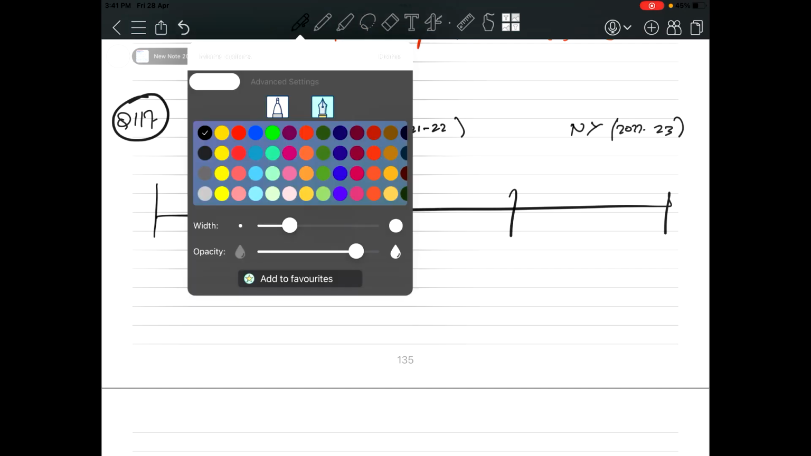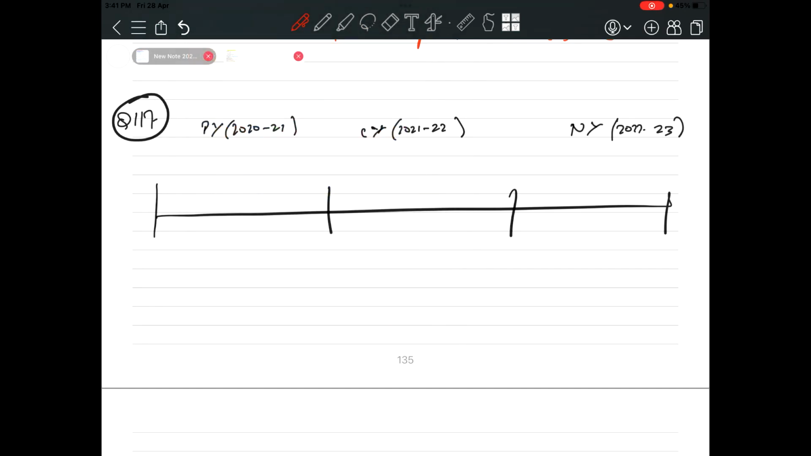Done. Now when will this year start? When will the opening year start? 1/4/2020. It will end on 31st/3/21. Now where will the current year start? 1/4/21 and it will end on 31st/3/22. When will the next year start? 1/4/22 and it will end on 31st/3/23. I hope this is clear to you.